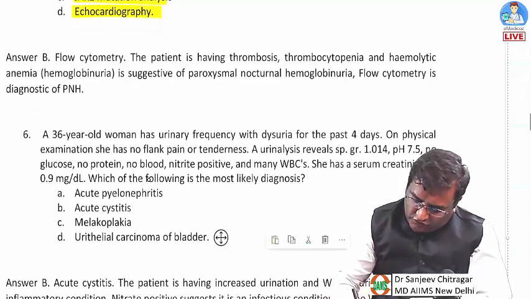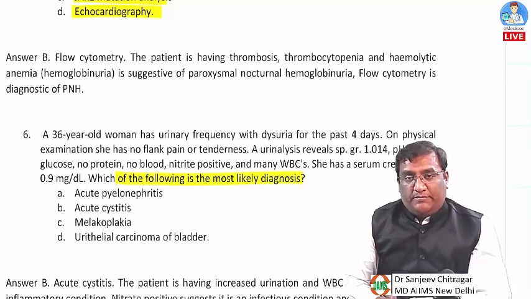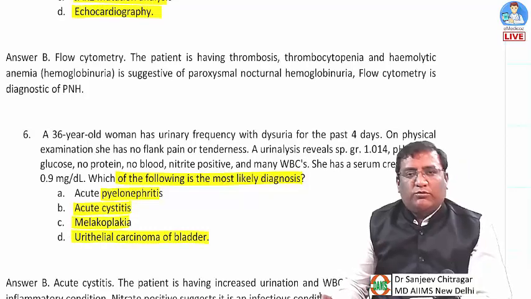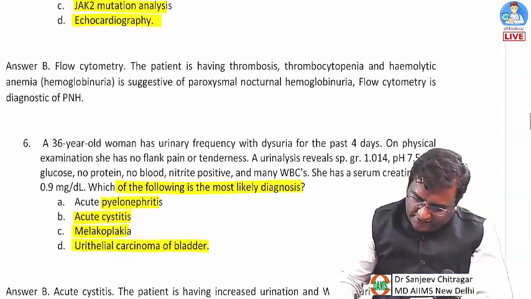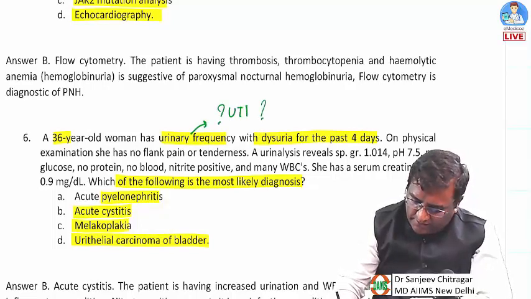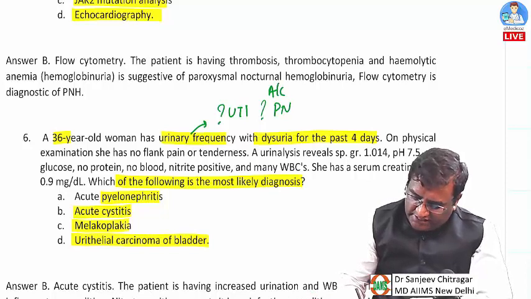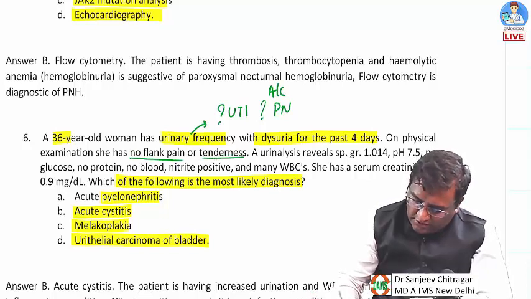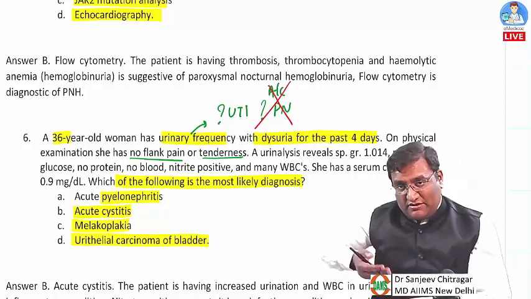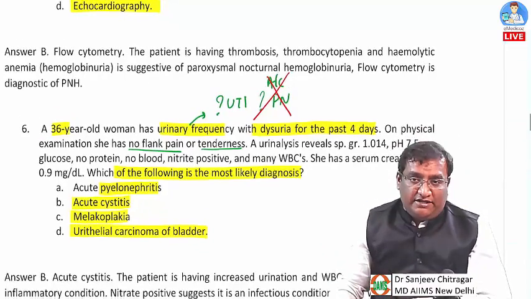Okay, last line: which of the following is the most likely diagnosis? Options given are acute pyelonephritis, acute cystitis, malakoplakia, urothelial carcinoma of bladder. So 4 options. Let me read the question. A 36-year-old woman has urinary frequency with dysuria for the past 4 days. Increased urinary frequency, query UTI, query acute pyelonephritis with the history, right? And on physical examination, she has no flank pain or tenderness. Most likely this rules out pyelonephritis, because in pyelonephritis the inflammation would go to the kidney, and there will usually be renal angle tenderness.